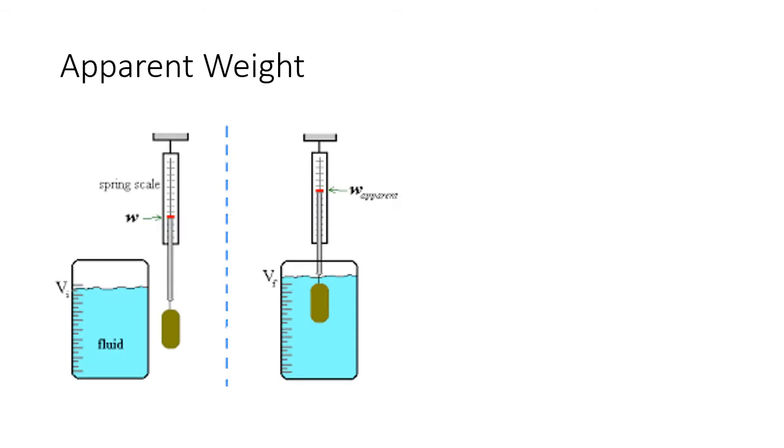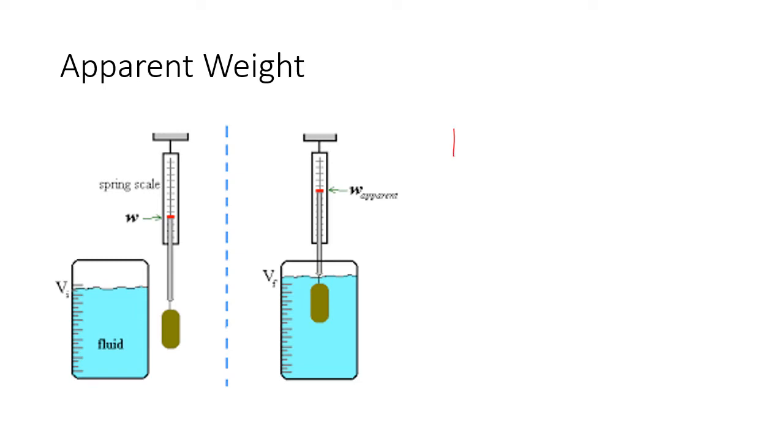All right, when we talk about the apparent weight of something, we're talking about that the object weighs less when it's in water, even though it has the same amount of mass, because the buoyant force pushes up on it. If you put a scale on it, the scale would read less if you put it in the fluid. And the amount it reads less is equal to the buoyant force acting on it.